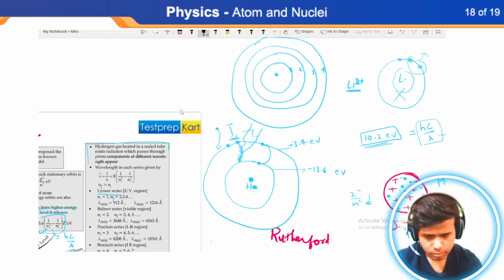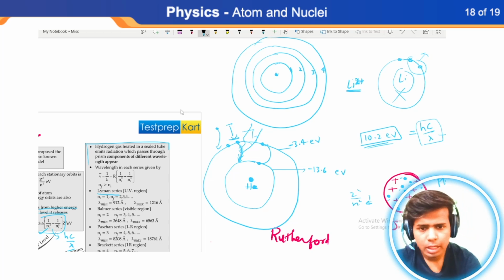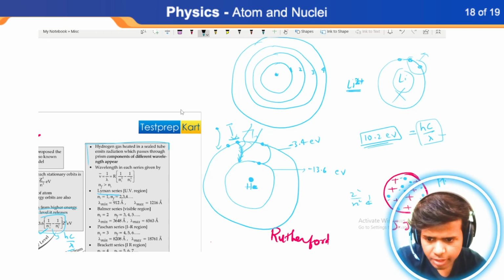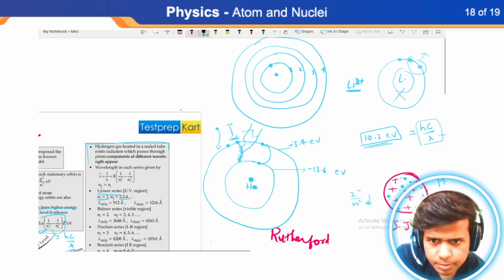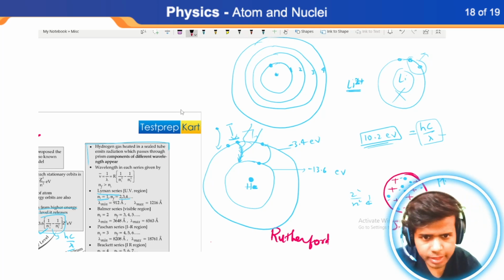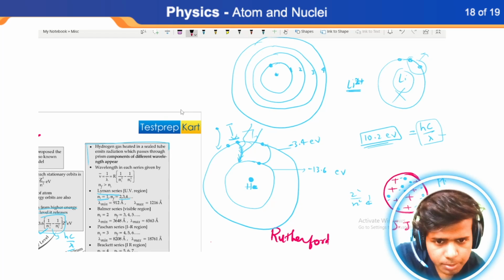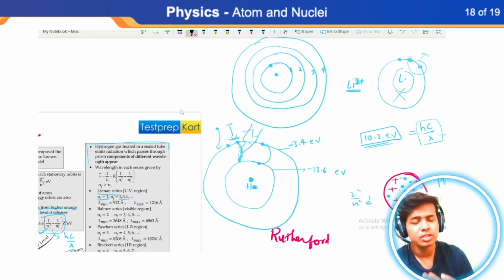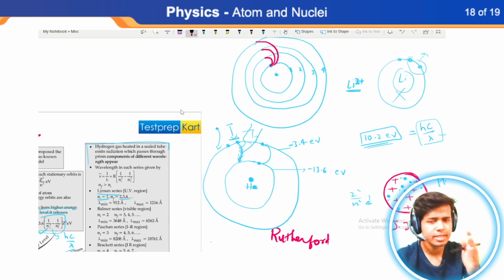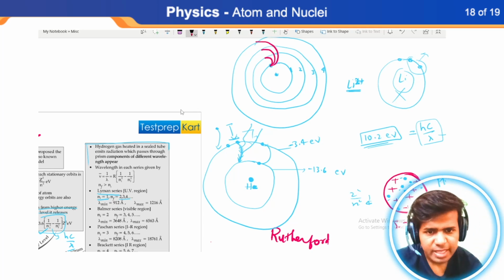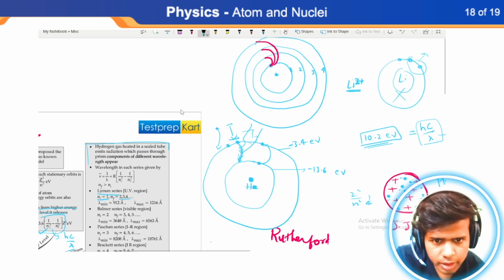Basically it talks about going from n1 to n final, which can be ever higher. So let's say the electron is here, and due to some absorption of energy in any form, it jumps to either the second one, third one, fourth one, fifth one, sixth one, etc. While coming back, they'll fall back, right?